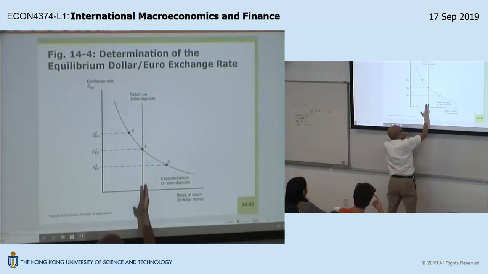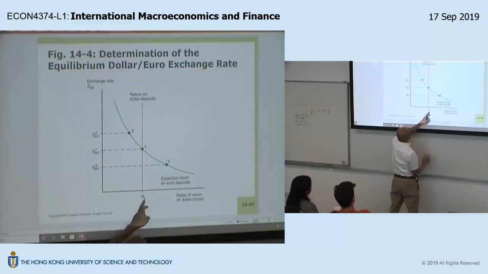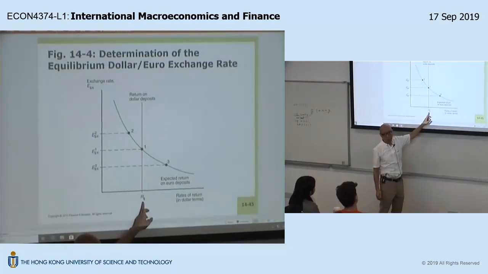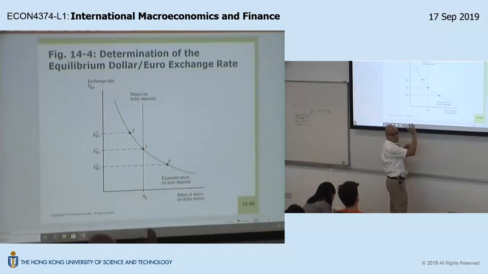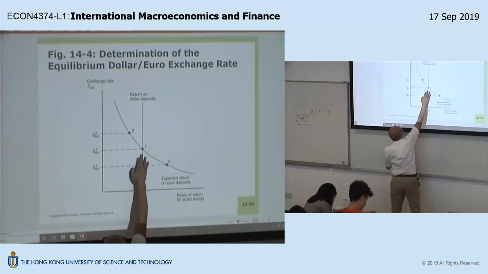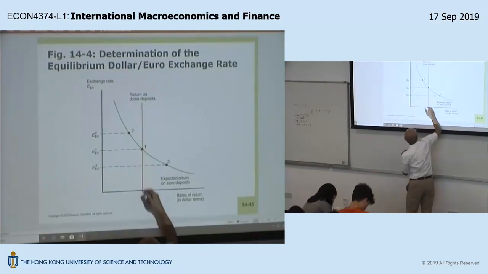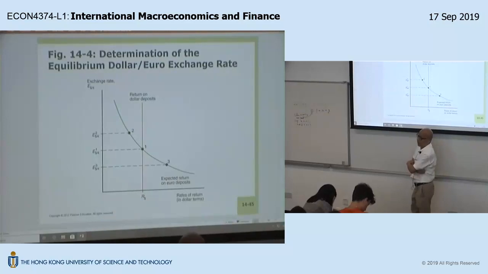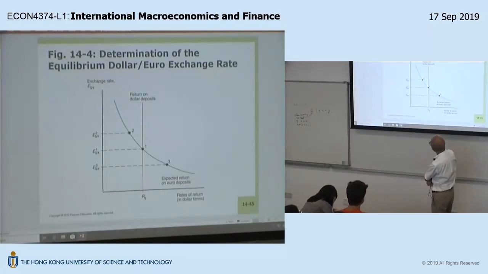In equilibrium, it should be equal to the dollar rate of return on dollar deposit, which is just the dollar interest rate. So in equilibrium, they should be equal, right? So the intersection of the two curves will tell you the spot exchange rate. So the spot exchange rate should be E1 in this case. Now, why is this the equilibrium?